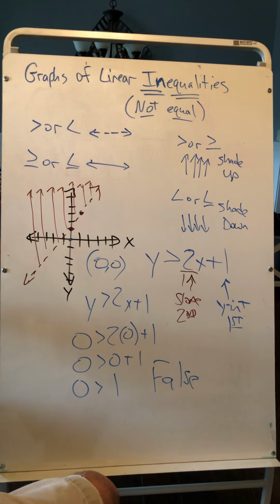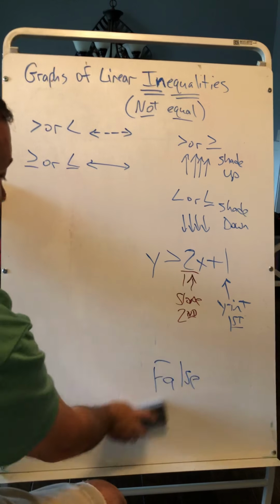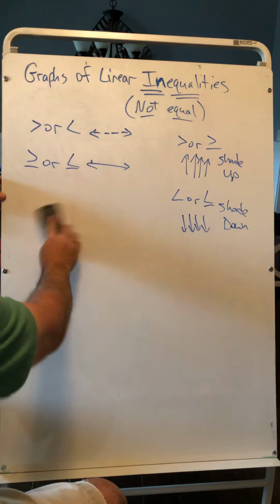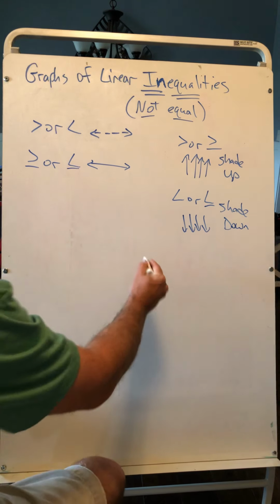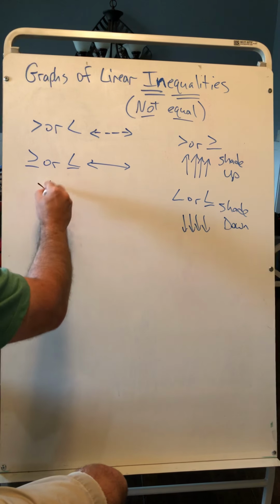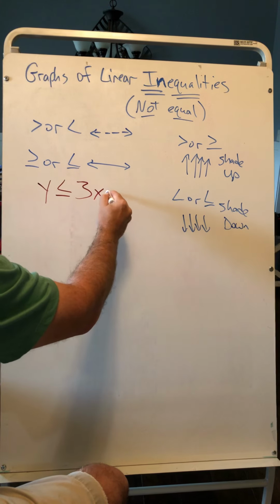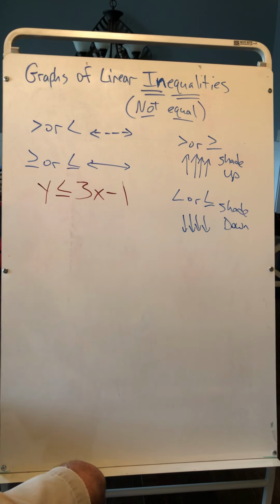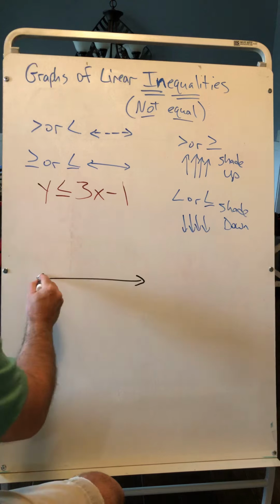Okay, so let's try another one. Let's try y is less than or equal to 3x minus 1. So now that I have that, I'm going to draw my graph, go 5 in every direction.